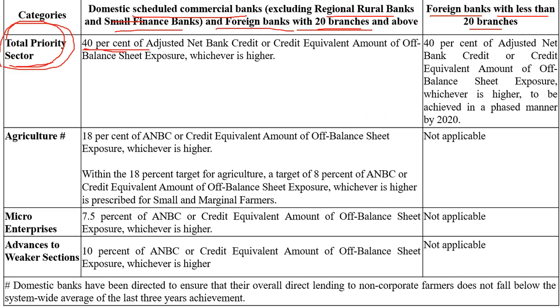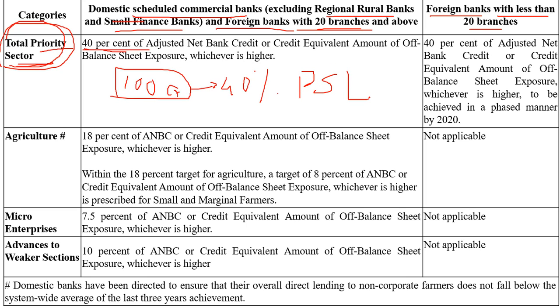Now for example, if a bank is giving 100 crores of loans to the different sectors, then out of that 100 crore of loans, 40 crore is to be given to the priority sectors. Suppose a bank is giving 100 crores of loans, then 40% of it is to be given to the PSL, meaning priority sector lending.